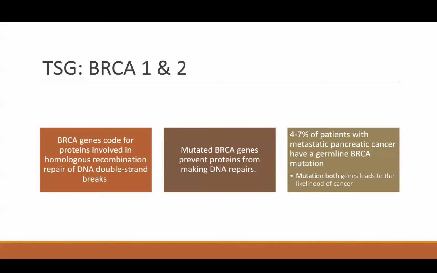All right, so patients with pancreatic cancer tend to have mutations in their BRCA genes. The normal function of these genes is involved in the repair of DNA double-strand breaks through homologous recombination. Whenever these genes have a mutation, they're prevented from repairing the double-stranded breaks. Only about 4 to 7% of patients with pancreatic cancer have a germline BRCA mutation, and they're able to have a mutation in just one BRCA gene and still be okay. But when they get that second mutation, that's when they start to develop an increased likelihood of getting cancer.